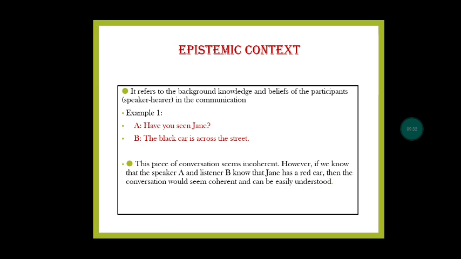So, at this utterance, we'll notice that the conversation seems incoherent, like there is no relationship between the first utterance and the second utterance. However, if we know that speaker A and listener B know that Jane has a black car, then the conversation will seem coherent and can be easily understood.